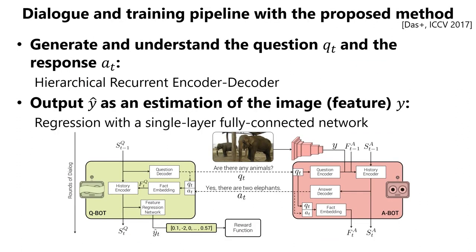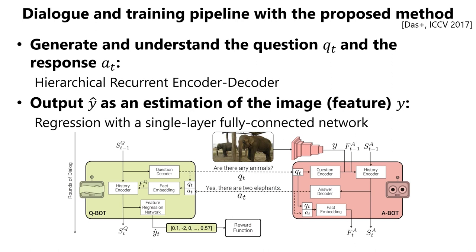The way the dialogue is conducted is through a hierarchical recurrent encoder-decoder, which generates a question Q and a response A, and understands the question. For the answer, the first step is to extract the feature Y from the image in the center of the middle, and then generate a new answer A to the question Q, referring to the history of old Q and A's. The questioner, on the other hand, does not see the image, so it actually generates a new question Q from the history of previous Q and A other than the image.